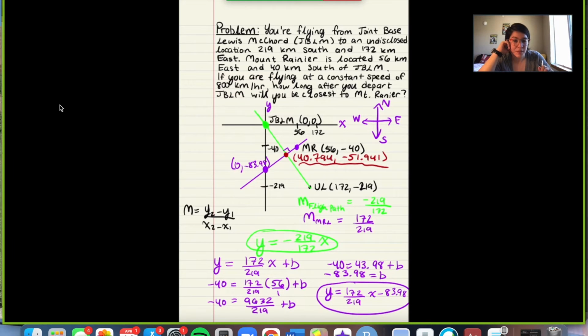So I think the easiest way to do this will be to figure out the distance from the base to that point. So we need to figure out this distance. Okay. So I'm going to copy this page over and we will continue on the next page.